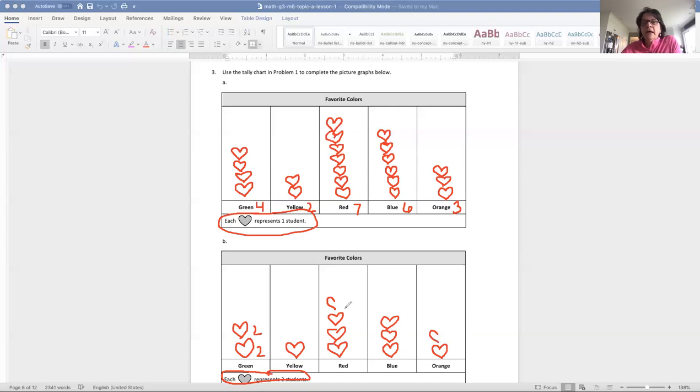Okay, boys and girls, remember you can pause the video. You can go back and rewind if I went a little too fast for you. And you've already done quite a bit of work with pictographs, so I hope that this wasn't too difficult for you. We will finish the last page in a different video, okay?